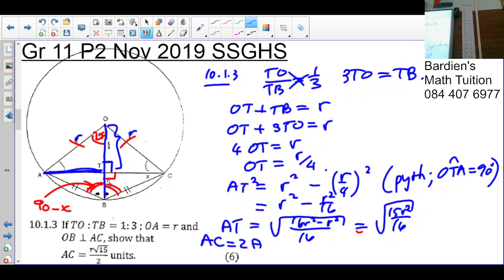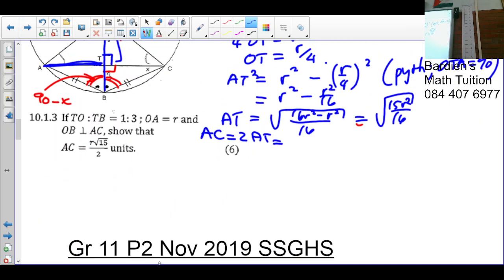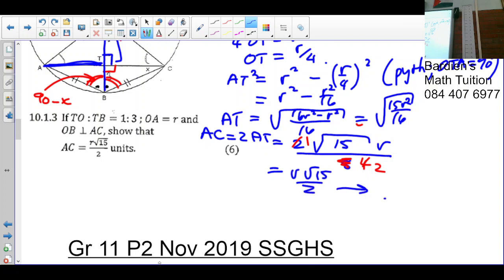AC is 2 times AT, which is simply going to give us 2 times the square root of 15R squared over 16. Now the square root of 15 remains root 15, the square root of R squared is R, and the square root of 16 is 4. Now 2 goes into 2 once, and 2 goes into 4 twice. So the answer is R root 15 over 2, which gives you what they asked for.